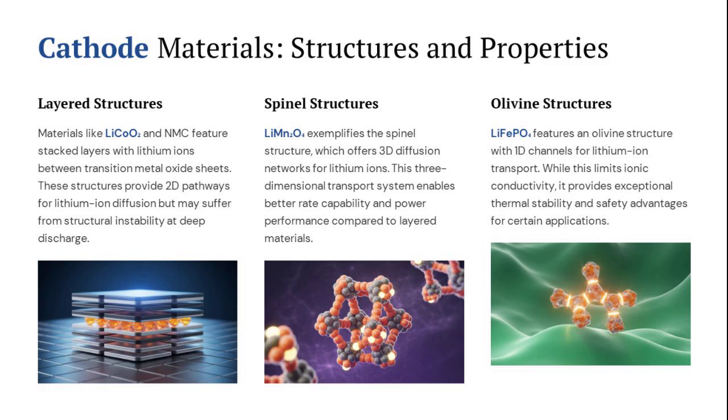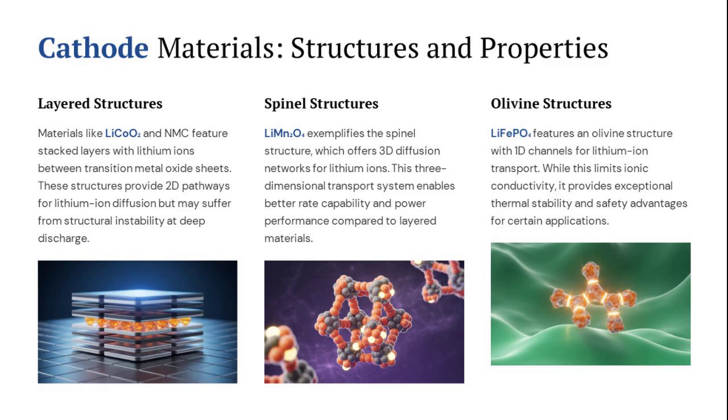Spinel structures, represented by LiMn2O4 and similar compounds, feature a three-dimensional framework where lithium ions occupy tetrahedral sites and transition metals occupy octahedral sites in a cubic close-packed oxygen lattice. The three-dimensional network of channels allows for lithium-ion diffusion in multiple directions, typically resulting in better rate capability than layered structures. The spinel framework is generally more stable during cycling than layered structures, but manganese-based spinels can suffer from manganese dissolution, especially at elevated temperatures, leading to capacity fade. Modifications like partial substitution of manganese with nickel or strategic doping can mitigate these issues.